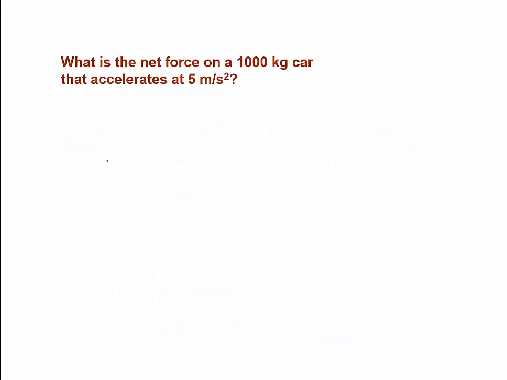All right, let's do a small calculation. What is the net force on a 1,000 kilogram car that accelerates at 5 meters per second squared? Well, net force is mass multiplied by acceleration. F net equal to ma. That will be 1,000 kilogram times 5 meters per second squared, which is 5,000 kilogram meter per second squared, which is 5,000 Newton.